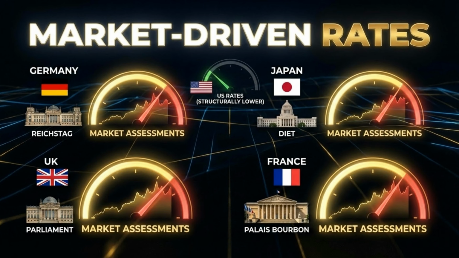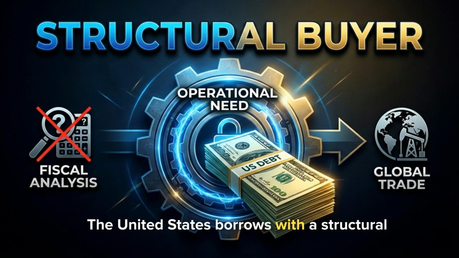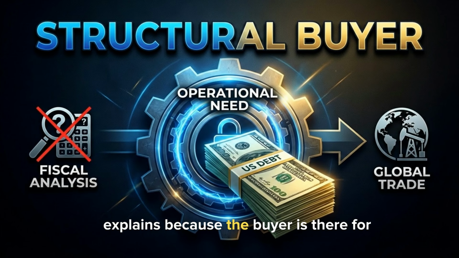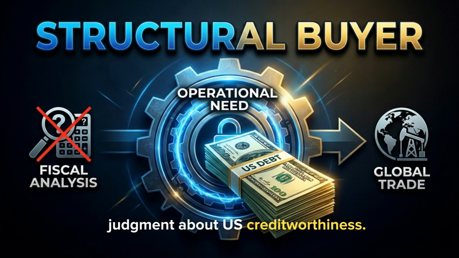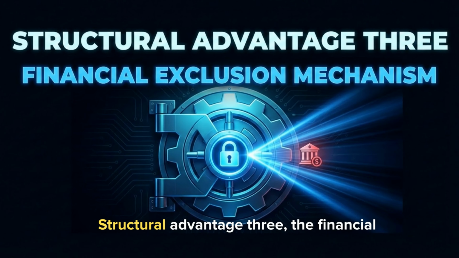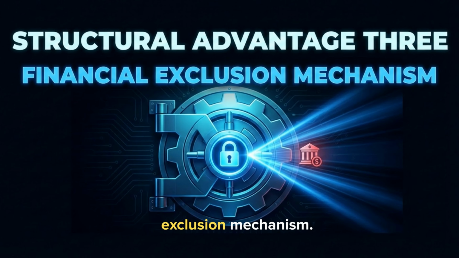Germany, Japan, the United Kingdom, France, all sophisticated economies with strong institutional frameworks, must borrow at interest rates that more directly reflect market assessments of their fiscal positions. The United States borrows with a structural buyer in the market that no fiscal analysis fully explains, because the buyer is there for operational reasons, not because of a judgment about U.S. creditworthiness. The compounding effect of this over decades, lower interest payments on trillions in government debt, represents an enormous fiscal advantage. Structural advantage 3, the financial exclusion mechanism.